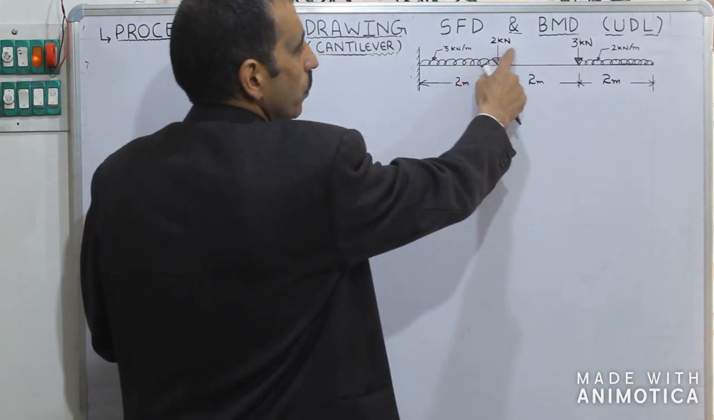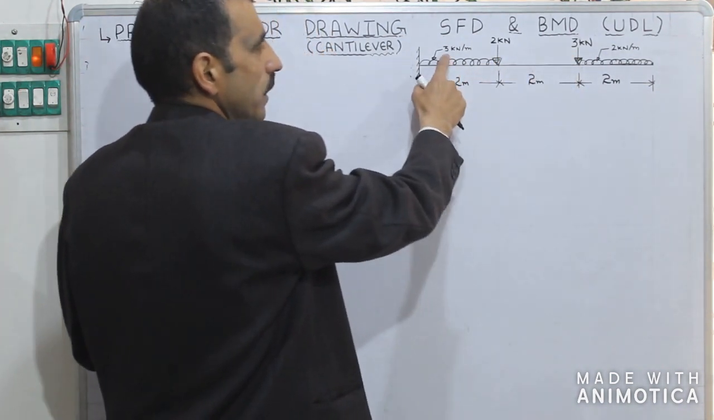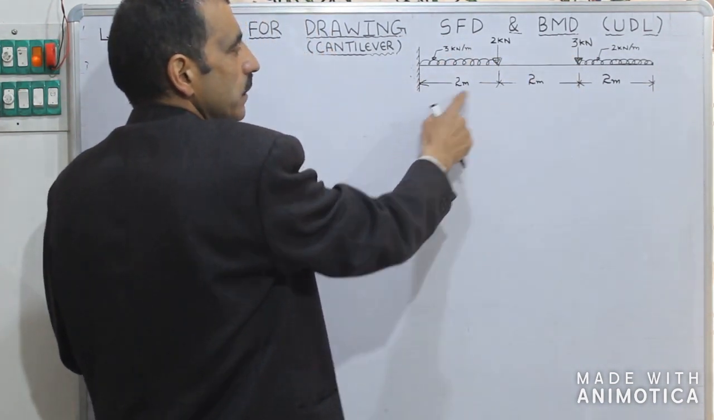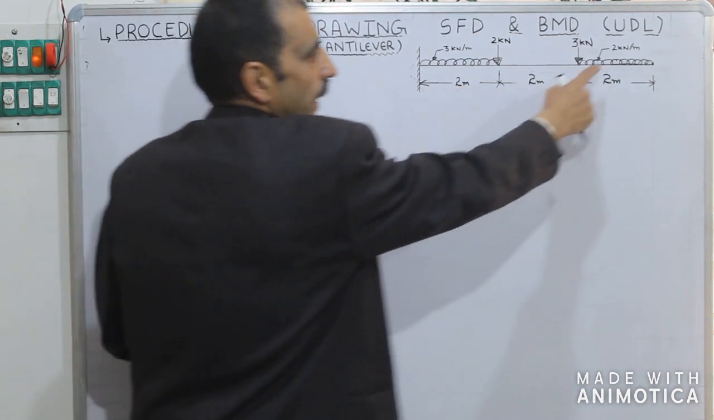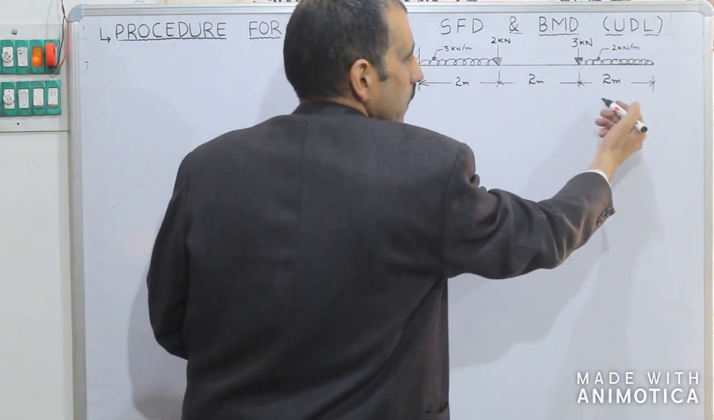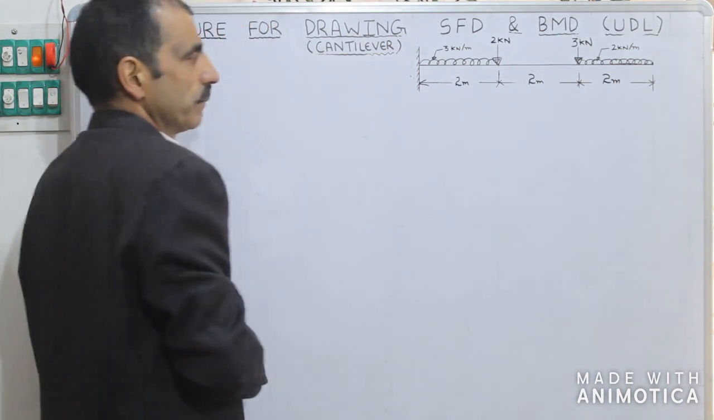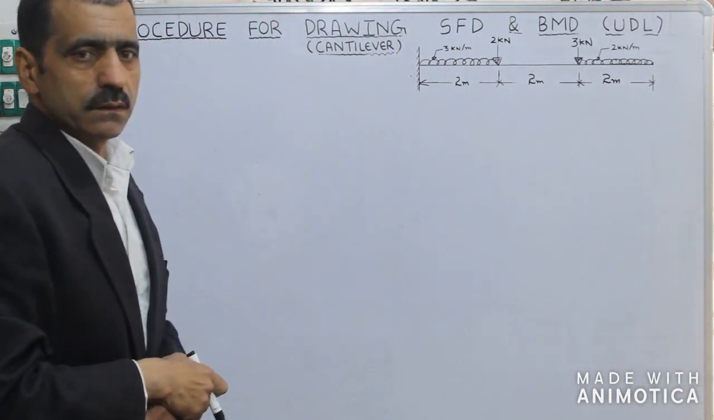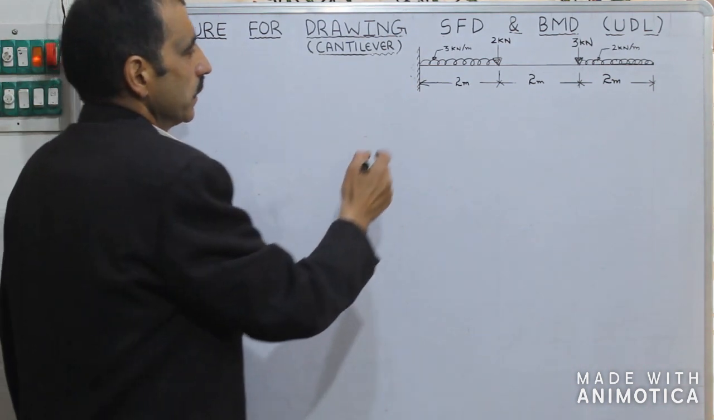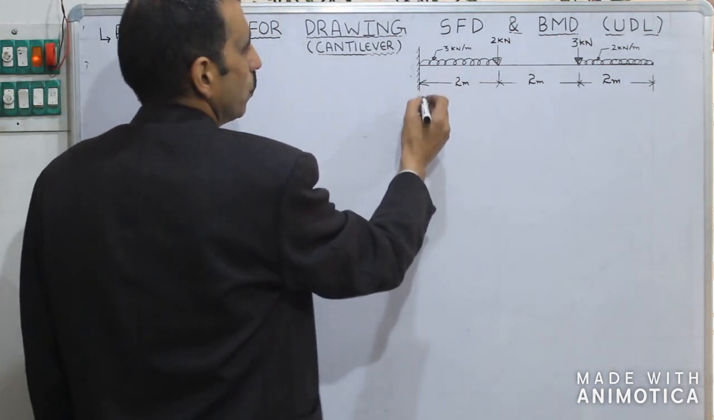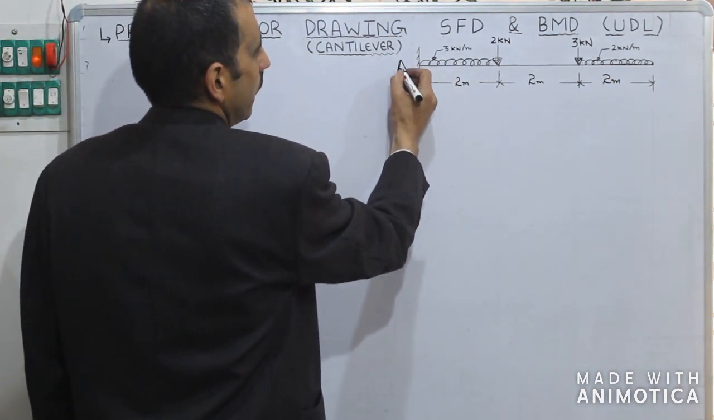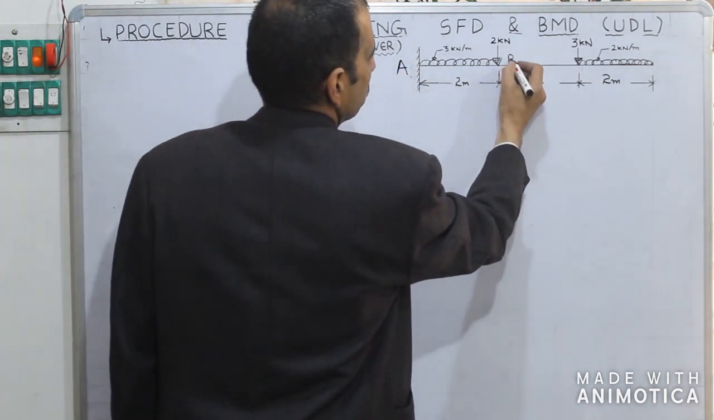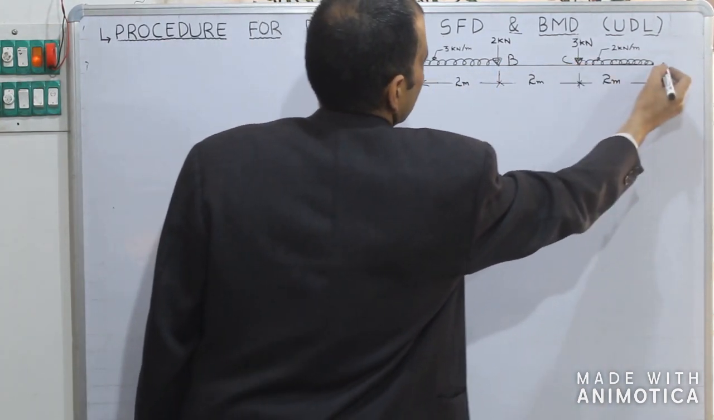Point loads are 2 kN and 3 kN. UDL is 3 kN per meter at a distance of 2 meters from the fixed end, and 2 kN per meter at a distance of 2 meters from the free end. The total span of the beam is 6 meters. First of all, I will label this diagram: it is A, it is B, it is C, it is D.